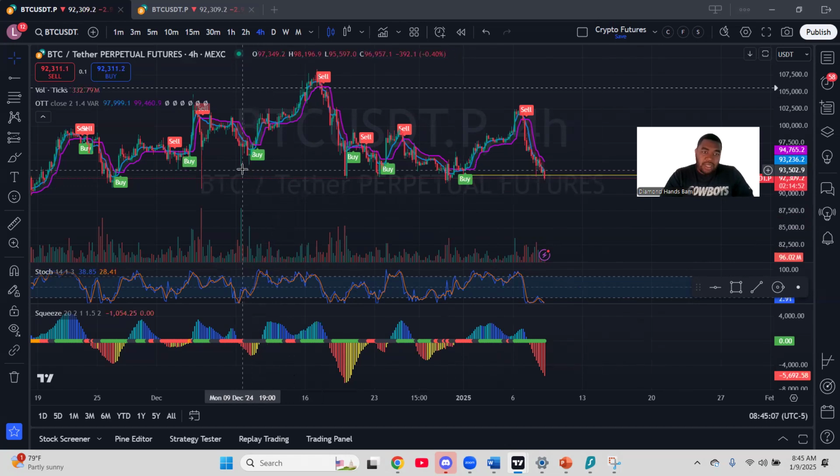As you can see right here, specifically around 1500 hours, or 3 p.m. Eastern Standard Time, you can also see the exact same thing here. So typically between 3 p.m. and 7 p.m. Eastern Standard Time, that is when you see the high volume with Bitcoin.